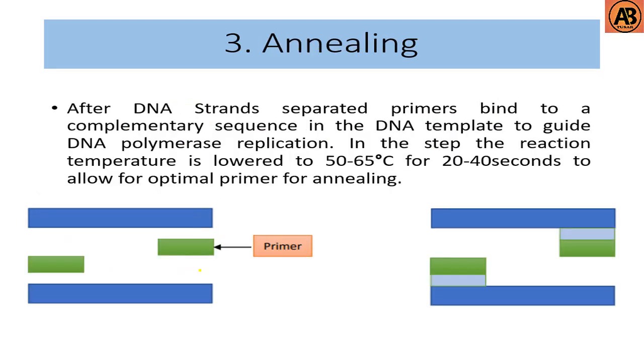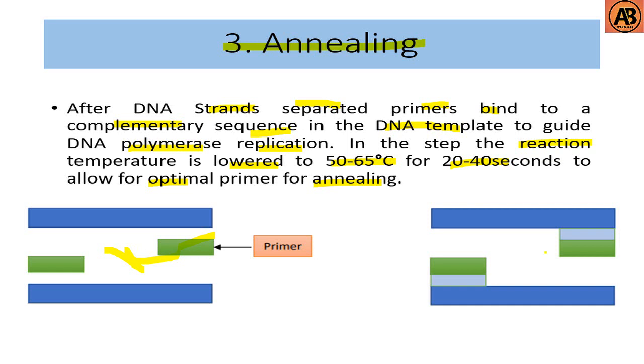Then next step is annealing. After DNA strands are separated, primers bind to a complementary sequence in the DNA template to guide DNA polymerase replication. In this step, the reaction temperature is lowered to 50 to 65 degrees centigrade for 20 to 40 seconds to allow for optimal primer annealing. Here you can see that primer annealing occurs in this step.